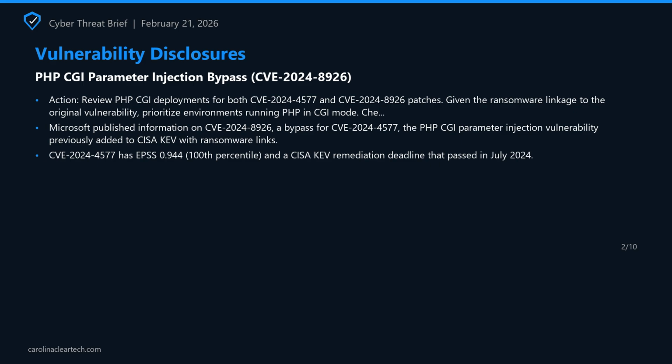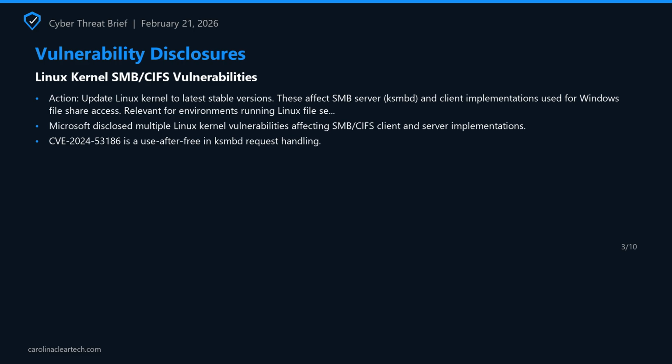Next section, Vulnerability Disclosures. PHP CGI Parameter Injection Bypass, CVE-2024-8926. Microsoft published information on CVE-2024-8926, a bypass for the PHP CGI parameter injection vulnerability previously added to CISA KEV with ransomware links. CVE-2024-4577 has EPSS 0.944, 100th percentile, and a CISA KEV remediation deadline that passed in July 2024.